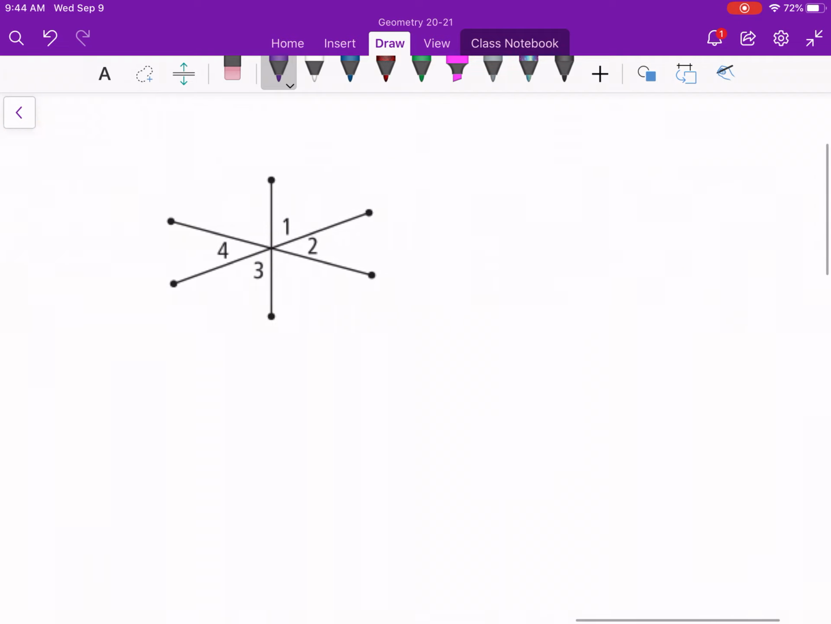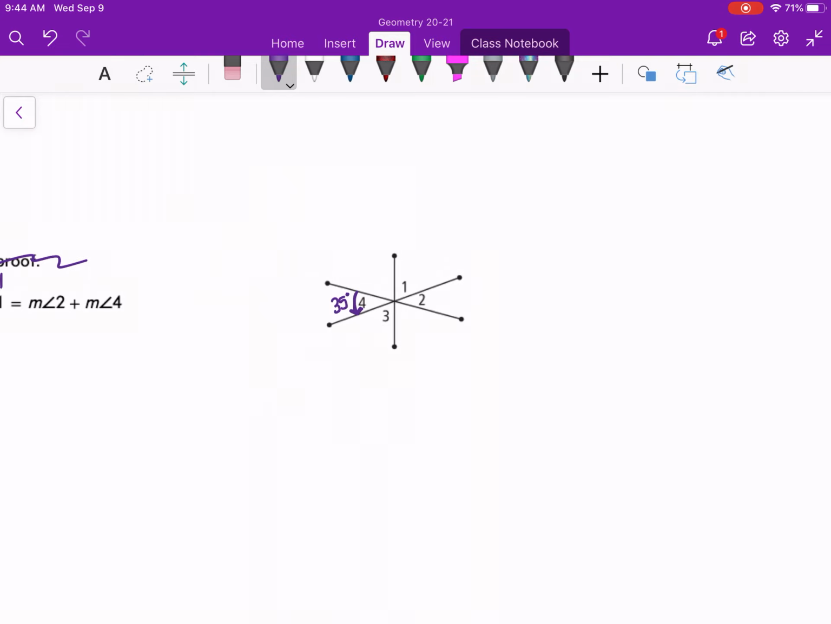So I'm going to find 4. I'm going to draw my angle, and I'm going to say it's 35 degrees. Okay, remember your angle is always the swoosh. So I always like to include an arrow. So I remember that from here, traveling to here, that's my 35 degrees.